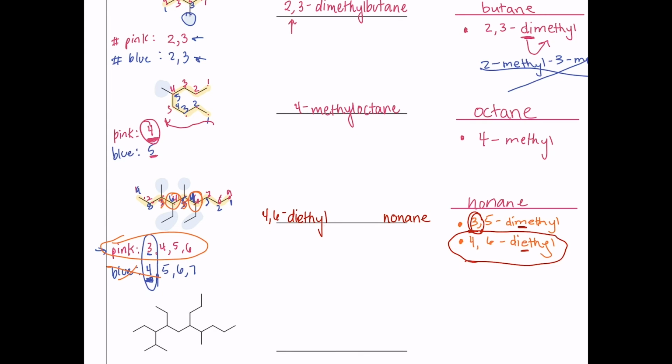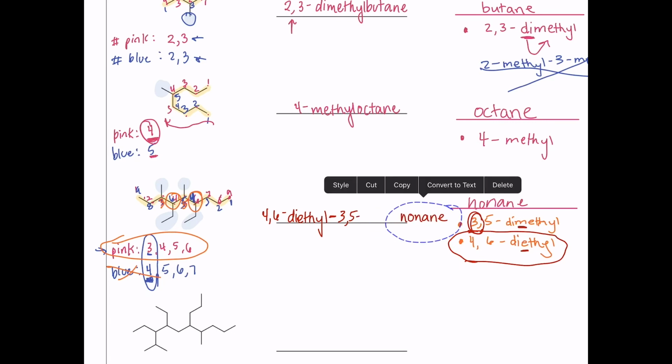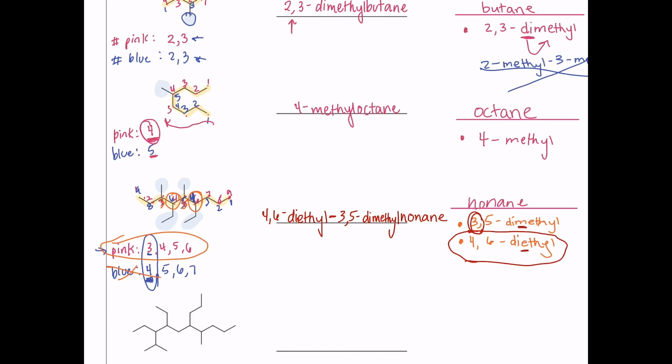So we will put a hyphen, and 3,5, oh no, I'm going to run out of room. Dimethyl. Squeeze that in there. There we go. So it's 4,6-diethyl, 3,5-dimethyl nonane, and that's all one word.